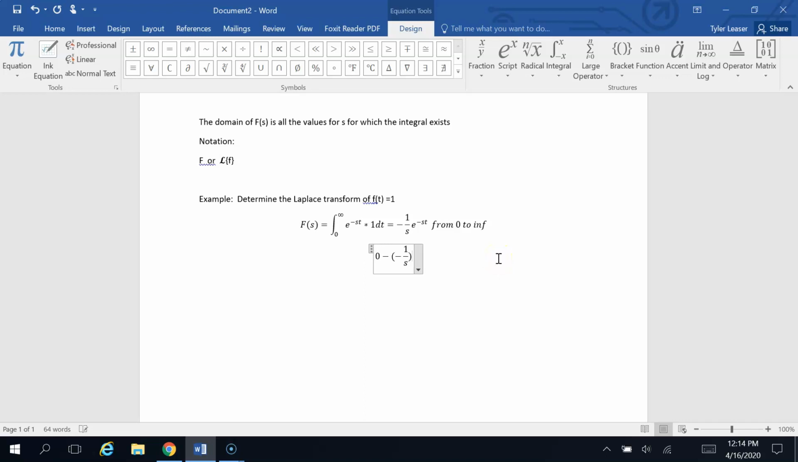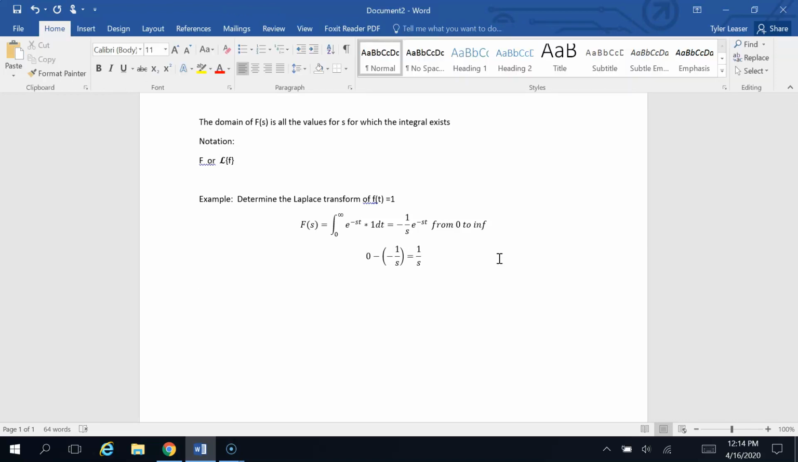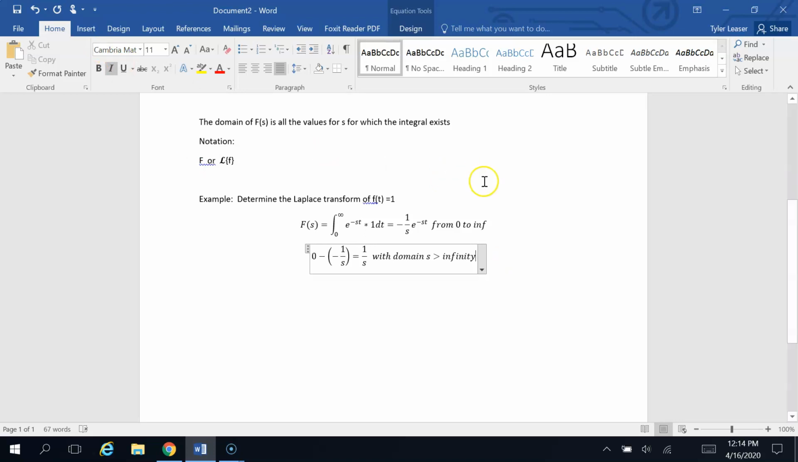Okay, and then this simplifies down just to be 1 over s. Now we do have to be careful because it doesn't exist everywhere. This is going to be the Laplace transformation for the function 1 with domain s has to be greater than infinity. Because s cannot be equal to 0, and also remember that we're only looking at positive values anyway.